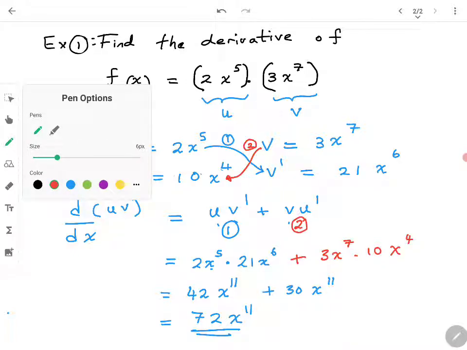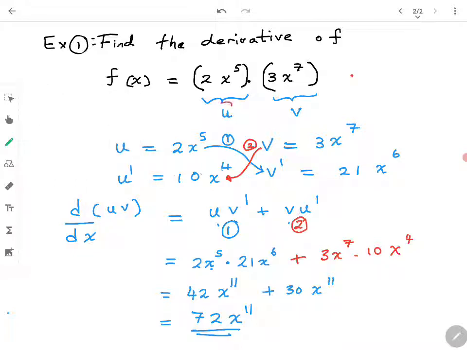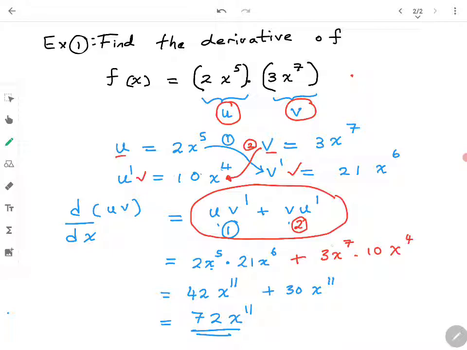So let me go through those steps again. The first thing is to look at the product and decide what you are going to make u and what is going to be v. Normally the first part of the product is u and the second part of the product is v. Once you decide that, you need to find the derivatives of those two terms, u prime and v prime. Once we have all four terms, we can plug them into the formula and get the correct answer.